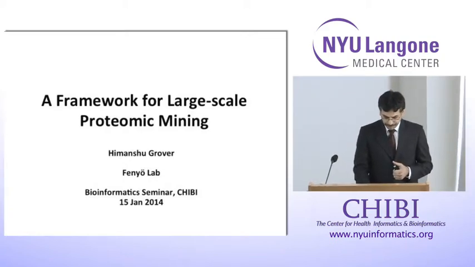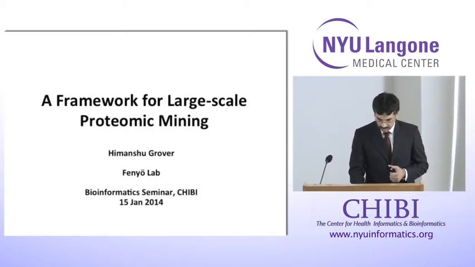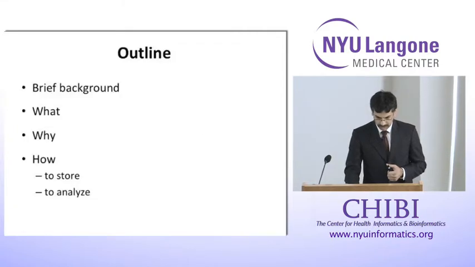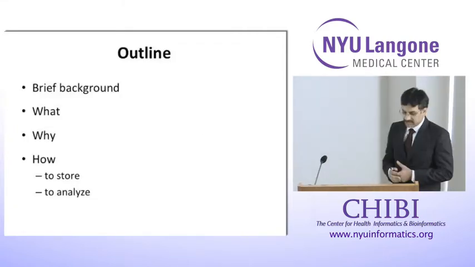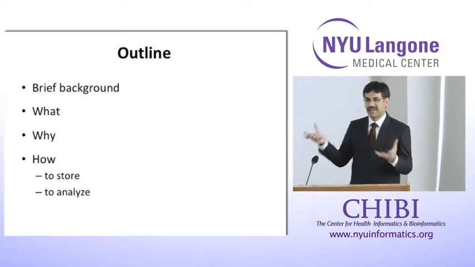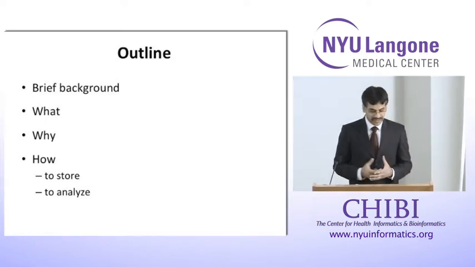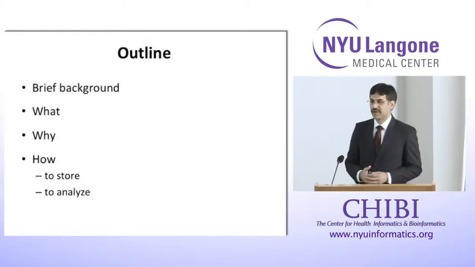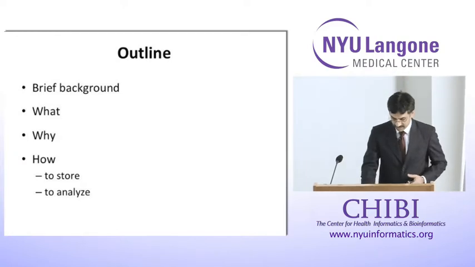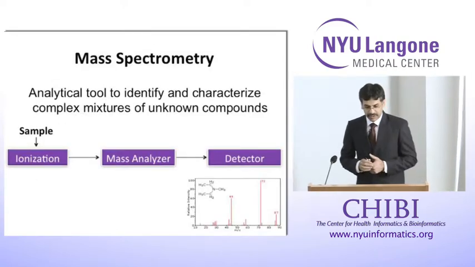Just a brief background. I'll first start with a brief background on mass spectrometry, just describe what kinds of data we have, what we are trying to store out of those, why we are storing it, how we are storing it, and how we are trying to analyze it. So that's a straight, simple outline. So starting with mass spectrometry.